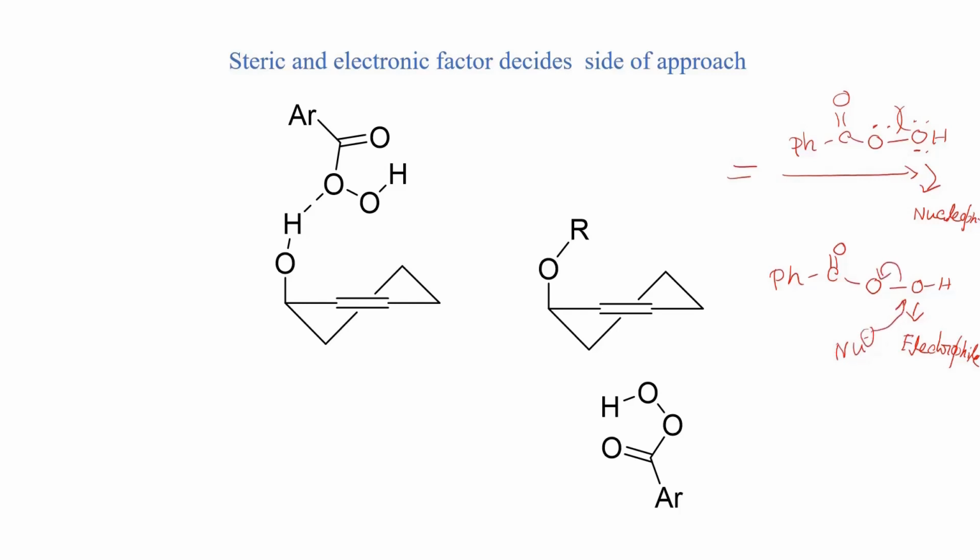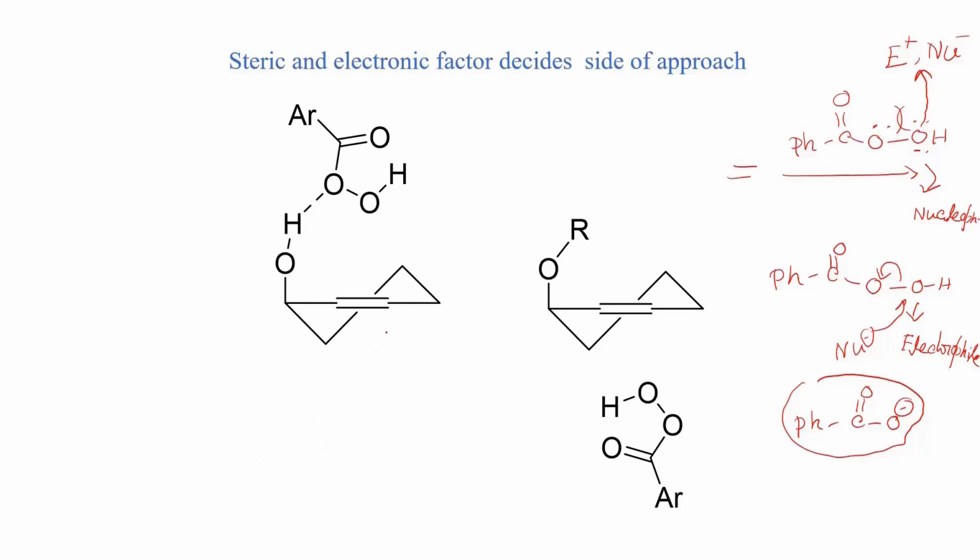that will produce PhC(=O)-O minus. That is resonance stabilized, right? The carbon will be stabilized. That's why this particular oxygen can behave as an electrophile as well as a nucleophile. This is the special oxygen for the peracid.